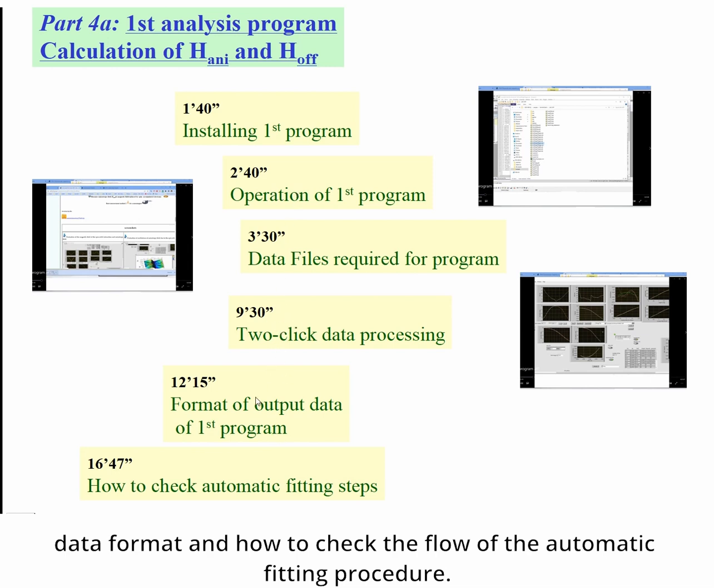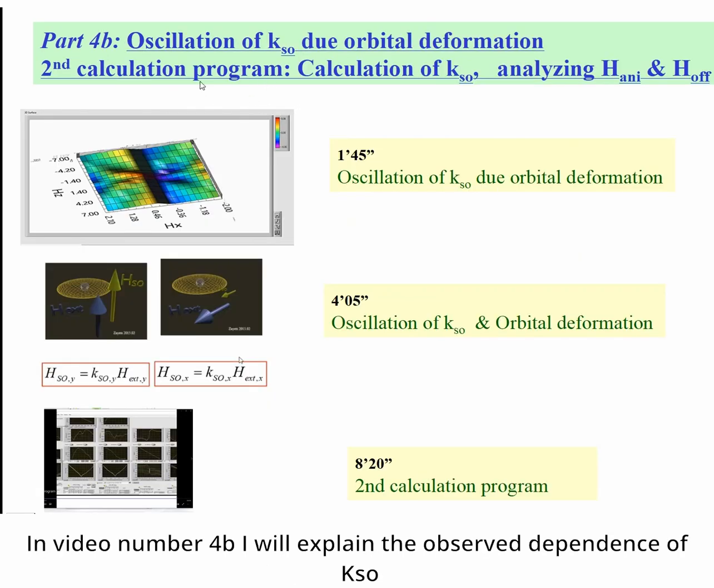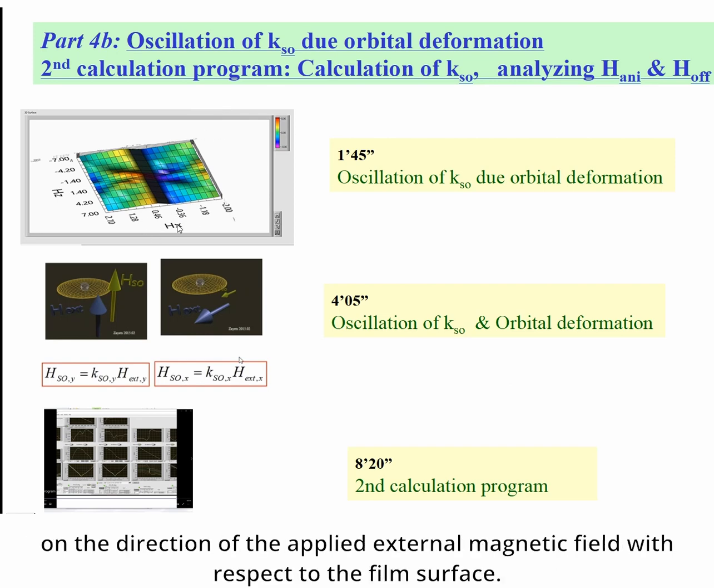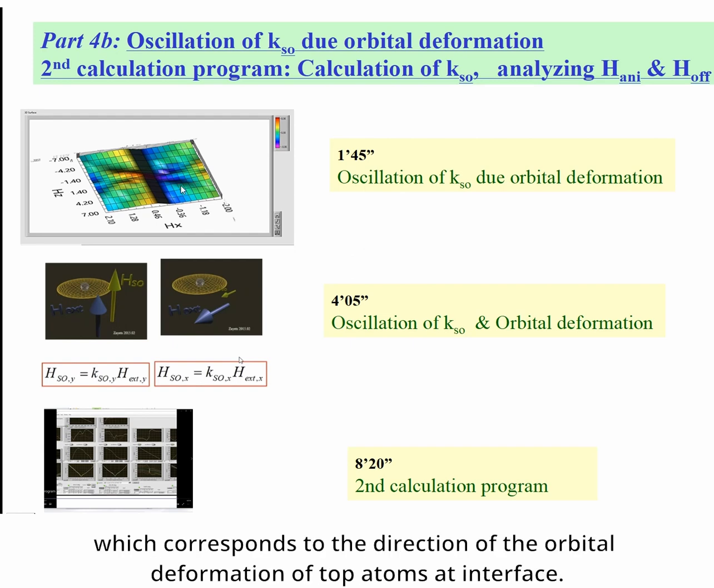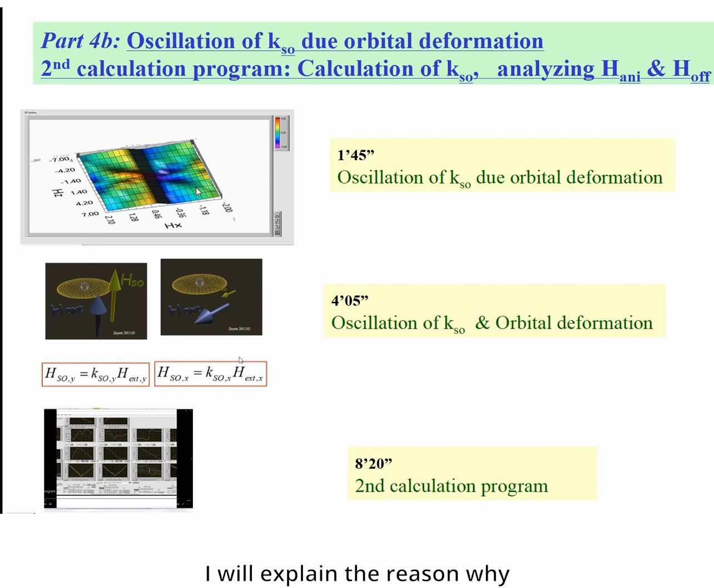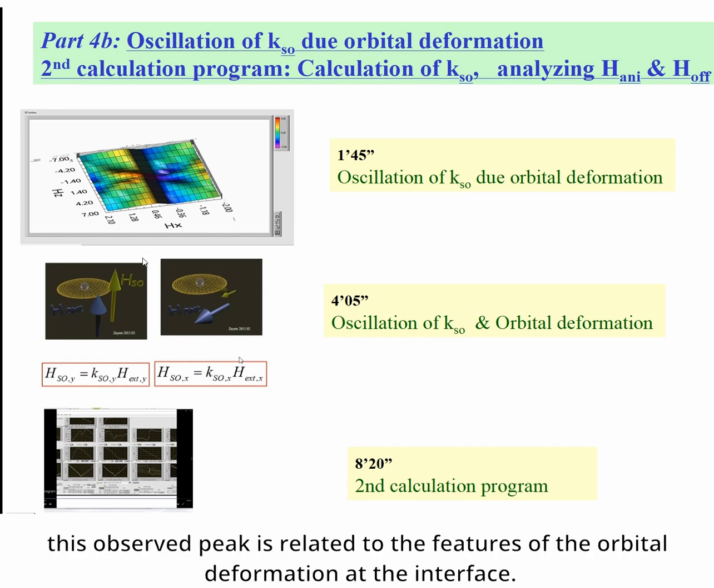In video number 4b, I will explain the observed dependence of the coefficient of spin-orbit interaction on the direction of the applied external magnetic field with respect to the film surface. A clear peak was experimentally observed, which corresponds to the direction of orbital deformation of the top atom at the interface. I will explain the reason why this observed peak is related to the features of orbital deformation at the interface.